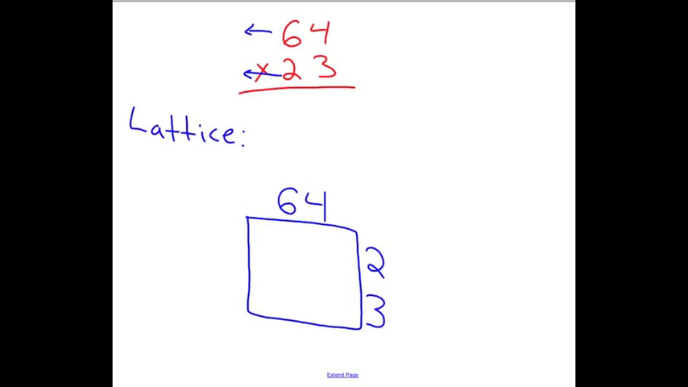Then you say, okay, I have 64, so I need to separate the 6 and the 4 with a line, and I need to separate the 2 and the 3 with a line. Notice, I didn't draw my lines ahead of time, I drew them after I wrote my numbers in. Then you separate each box with diagonals, making sure that your diagonal goes through the intersections.